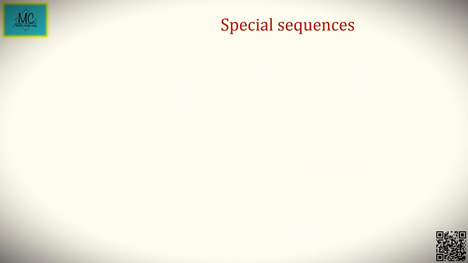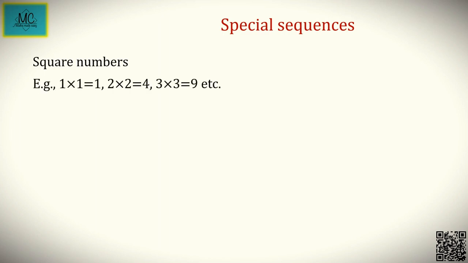Now, there are some special sequences as well, and you'll need to be able to recognize some important special sequences. Square means square numbers. First one, let's take the numbers, and a square number is the result when a number is multiplied by itself. So for example, 1 times 1 is 1, 2 times 2 is 4, 3 times 3 is 9. So these are the square numbers.